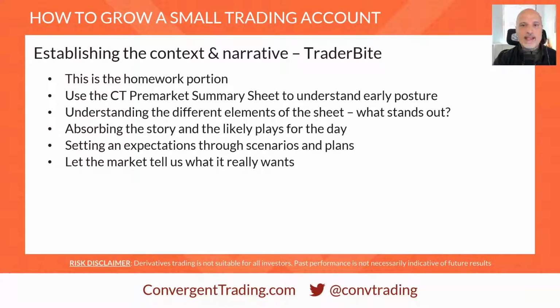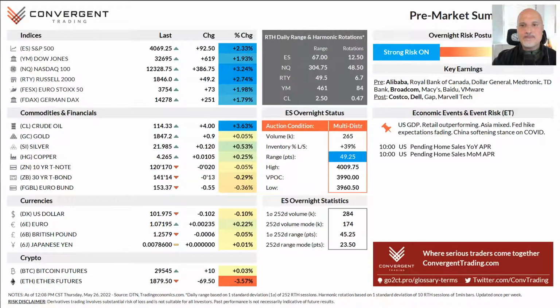So the Trader Bite is basically going through the homework, going through the statistics that are relevant for the session, setting up where the market has been, and so on. We use the pre-market summary sheet, which is a convergent trading feature. Many of you have seen this chart, have seen this table, and basically what this is taking into account is all the data that we're putting together to form our bias for the session.